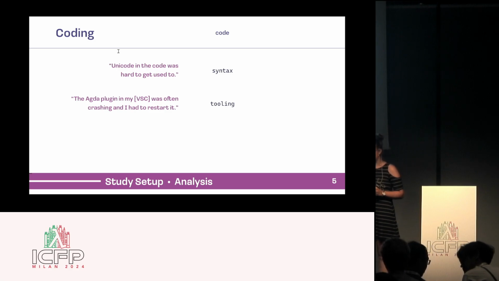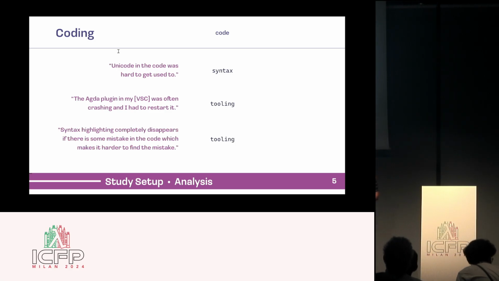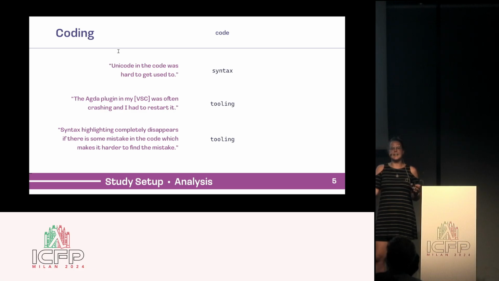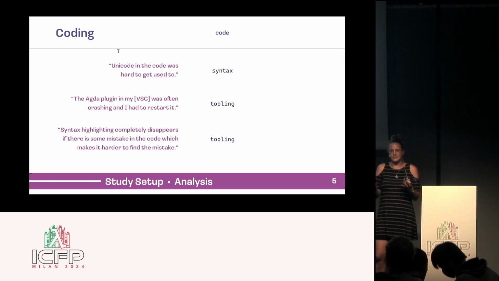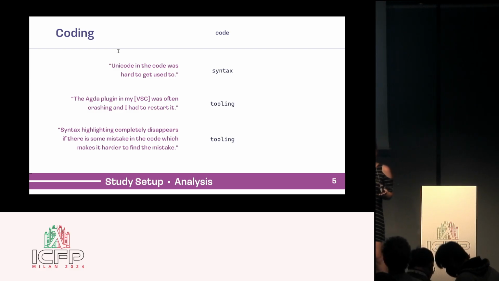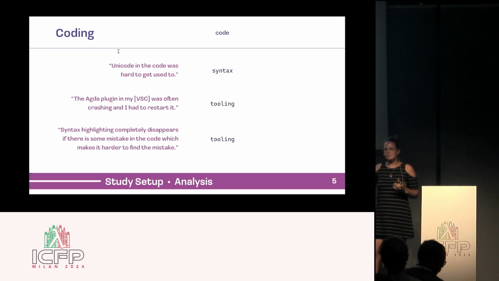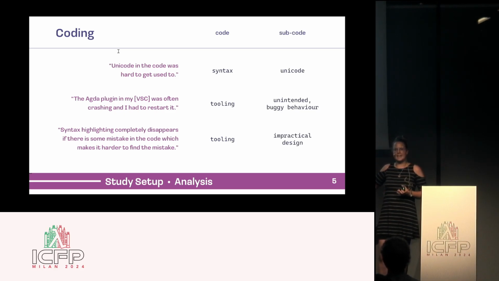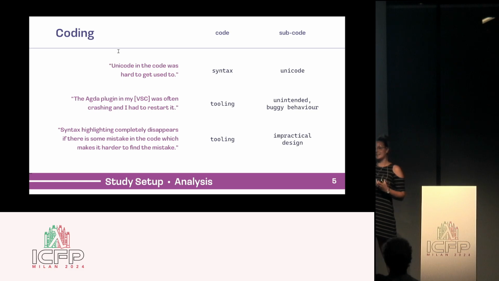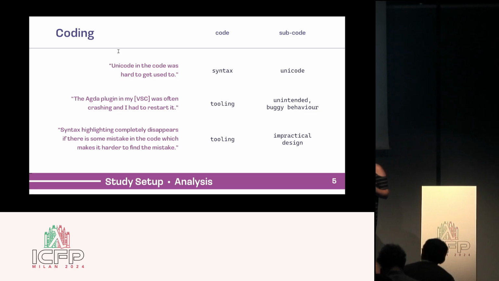But I would like to point out that consider this second phrase, which is about syntax highlighting disappearing when the code doesn't compile, which is also labeled as tooling, right? But these two don't really refer to the same thing. So to be able to grasp these nuances, we added subcodes, explaining that the first one is related to tooling, but to unintended behavior. And the second one is related to tooling, but to impractical design.